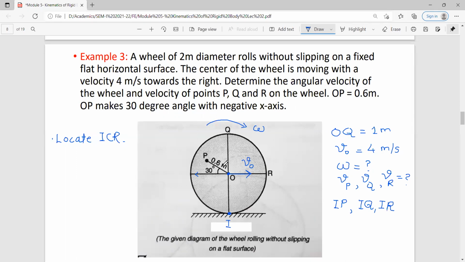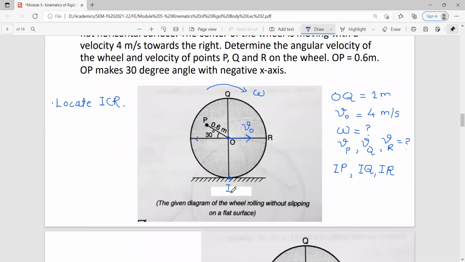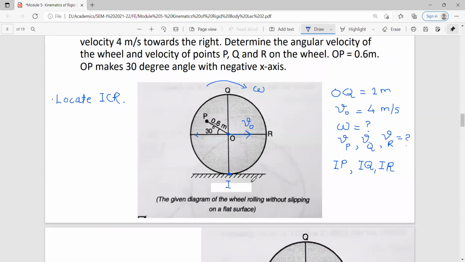So first of all, find out IP. How will you find out IP? Join the I and P. Okay, let's do it. First, you write down this much information. Write down it is given. In the solution, you write down that it is given. In given, you write down all this. Draw the diagram. Show the symbols of motion like this. Locate the ICR.